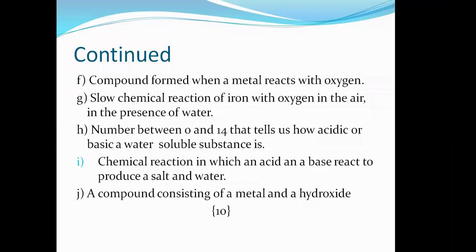A compound formed when a metal reacts with oxygen. What do we call that? Slow chemical reaction of iron with oxygen in the air in the presence of water. We've got numbers between 0 and 14, and they tell us how acidic or basic a water-soluble substance is. A chemical reaction in which an acid and a base react to produce salt and water. A compound consisting of a metal and a hydroxide. What do we call that?